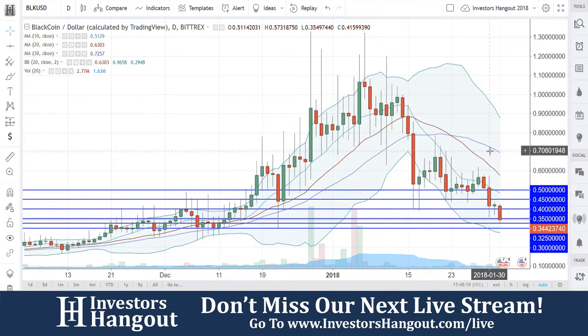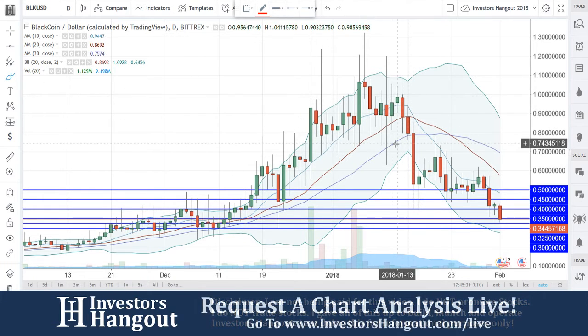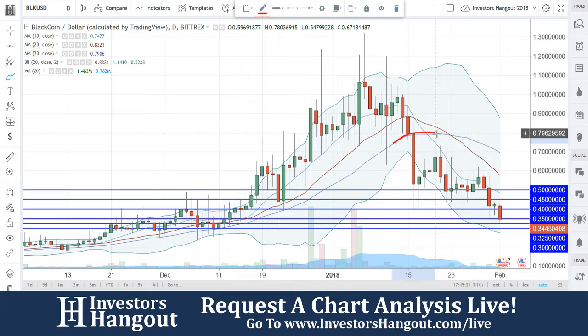Taking a look at BLK USD right now at 34.42. You guys have been really riding this 10-day simple moving average as well here. The 30-day simple moving average we've seen over here on that drop on January 16th where it fell through. That 30-day simple moving average is where you came down and made that solid support around that 35.